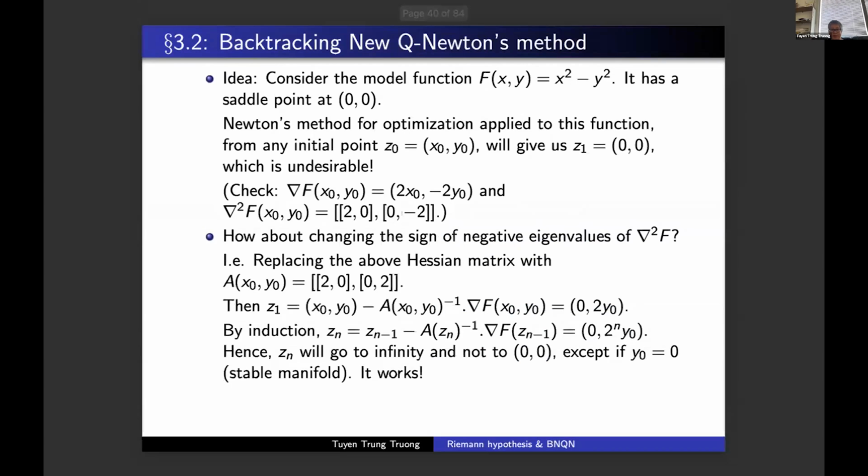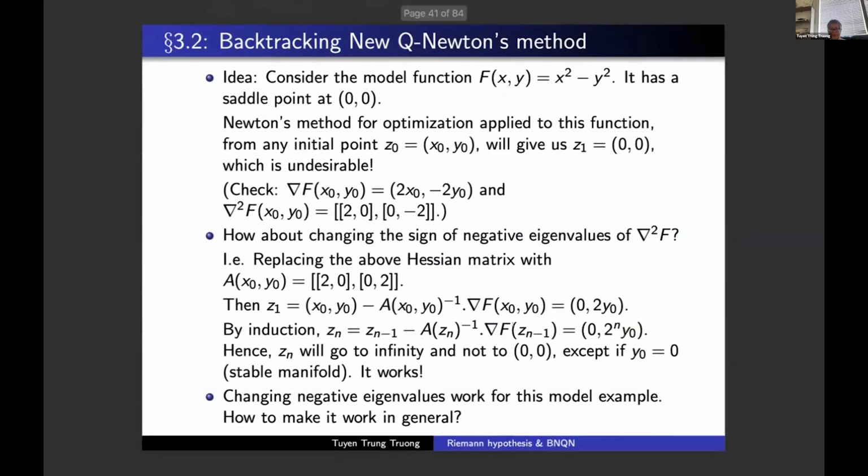So how can we do this? We observe that at this point, the Hessian matrix has a negative eigenvalue, minus 2. How can we go away from this? The idea is to change this minus 2 to 2. Instead of the Hessian being (2, 0; 0, minus 2), I replace it by (2, 0; 0, 2). Then you calculate, and you see that the next point is not (0, 0), but (0, 2y0). So except if y0 is 0, it will go away from the saddle point like we want. This is one of the ideas for this method.